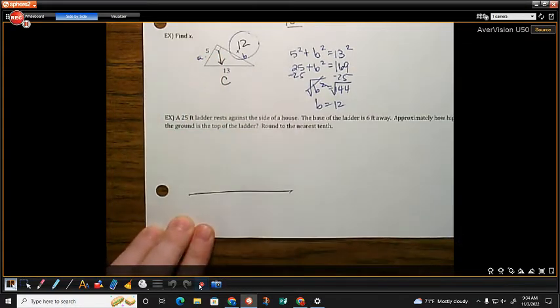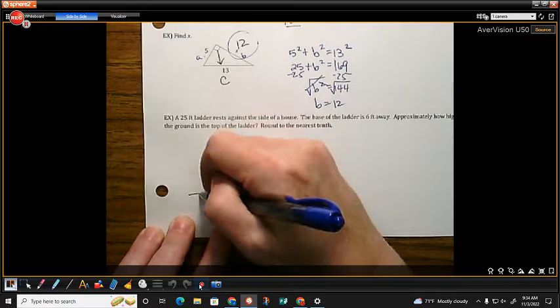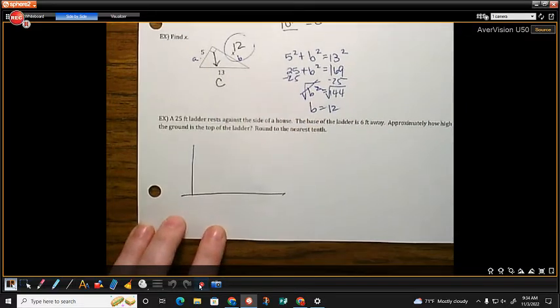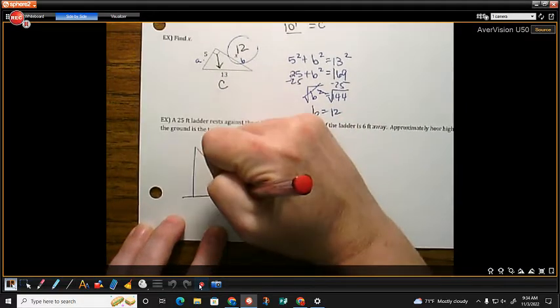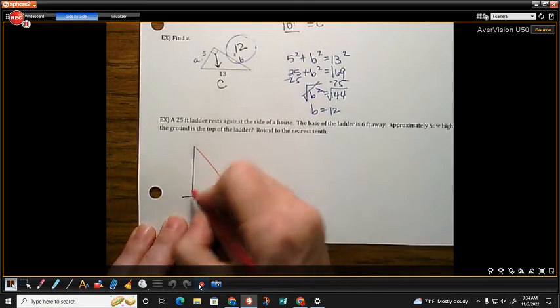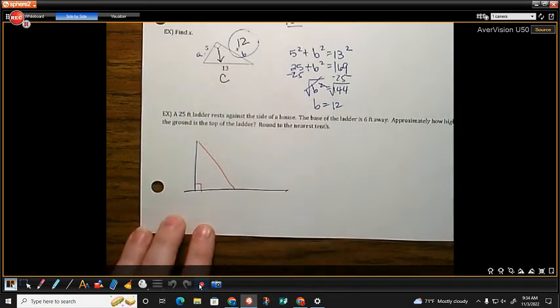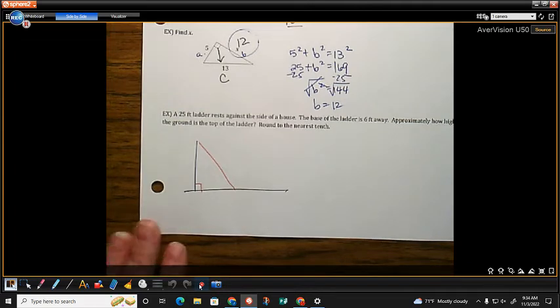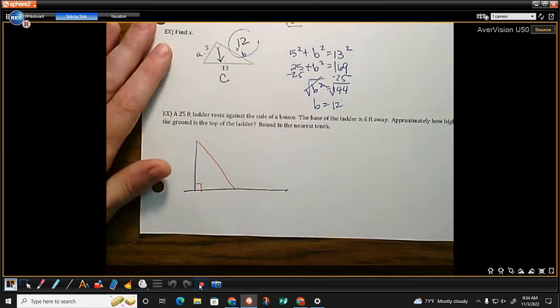So you got some ground there. Got yourself a nice house. You got a ladder leaning against it. And we can assume safely that the house is going to be vertical and the ground will be horizontal. That's usually what they do when they build. Okay. What number goes where?